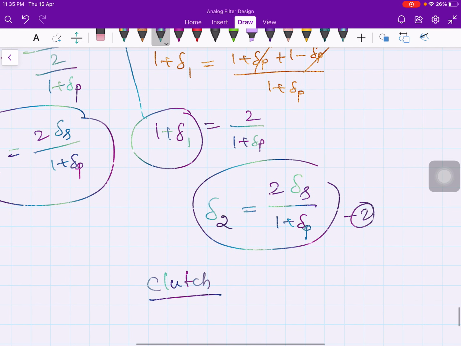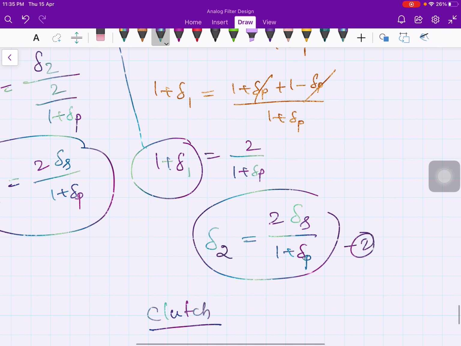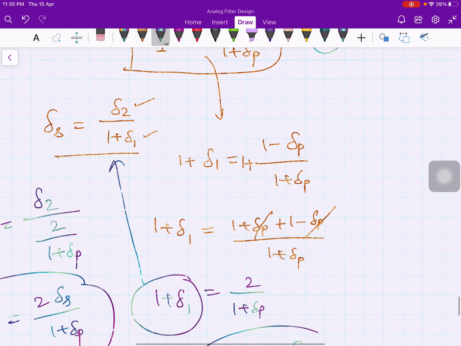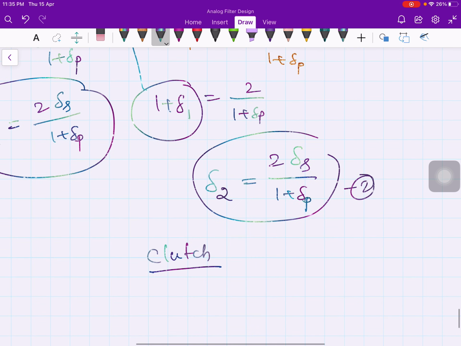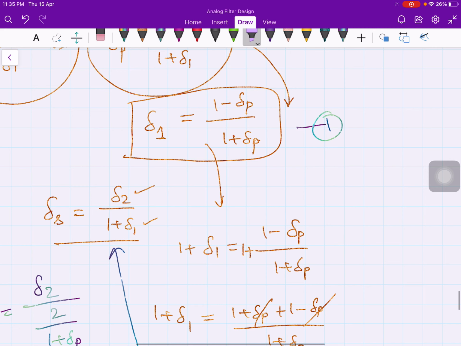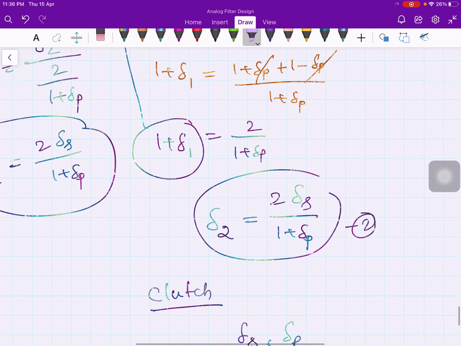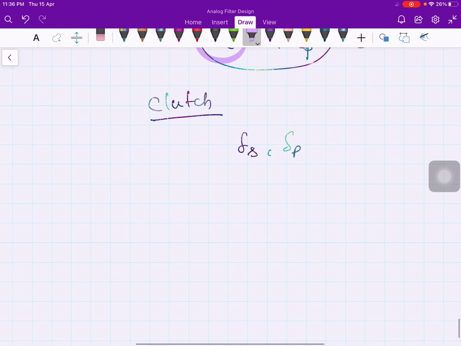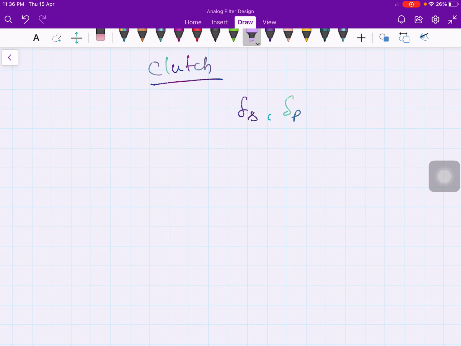So between these formulas 1 and 2, our convention, one has to remember formula 1 and formula 2. That's all. So when delta S and delta P are given, you have to find out the corresponding delta 1 and the corresponding delta 2. And then write the formula. So the formula is the following to calculate the order. So this is the simplest formula.